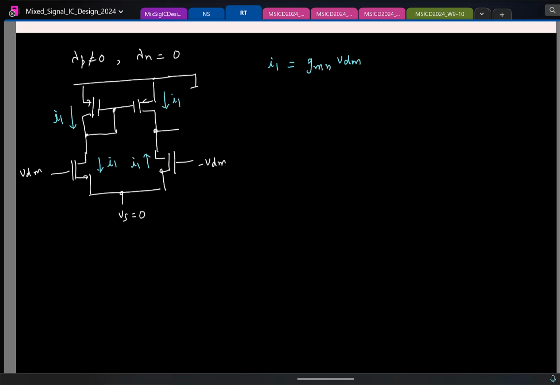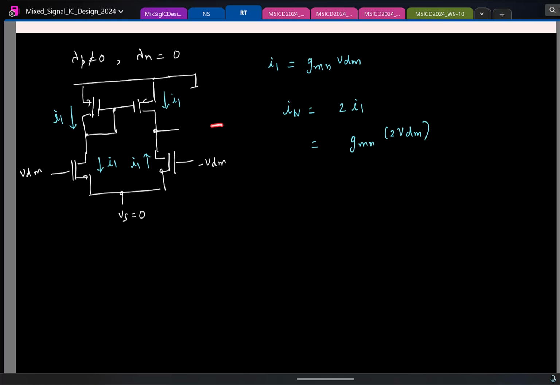2 times I1. And of course, if you try to find the Norton short circuit current, you will basically short circuit this. The short circuit current will be indeed 2 times I1. So the total, maybe I'll write it here, the Norton current will be 2 times I1, which is 2 GMN times VDM, or I'll write it like this, GMN times 2 times the differential, 2 times VDM. So this is the total current that will be pushed out, and that current flows through the effective impedance at this node to generate the output voltage.